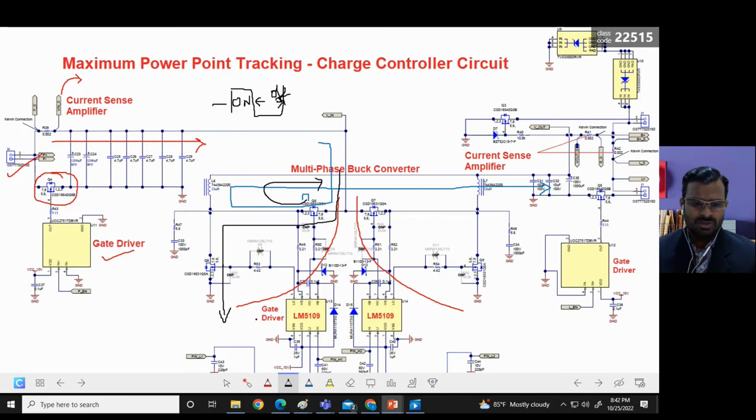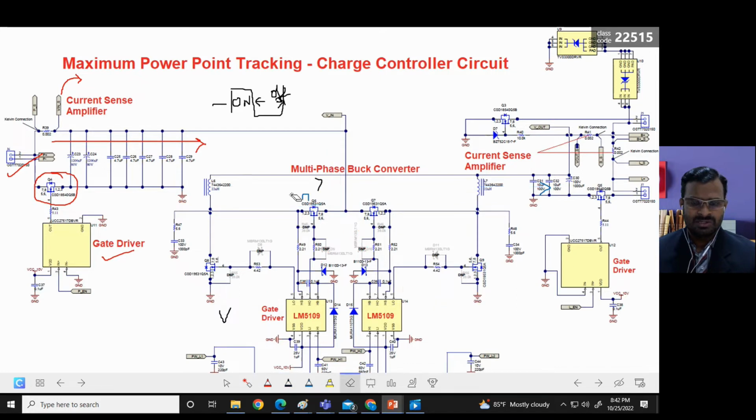In the other phase, what is going to happen? In the same way, it is going to function. See here, during the positive pulse the current flow will go through this path, and during the negative pulse the current flow will be in this path. For both phases, this is happening at the same time. We need to give the pulses for the two phases at the same time, so that the current coming here will be added up.